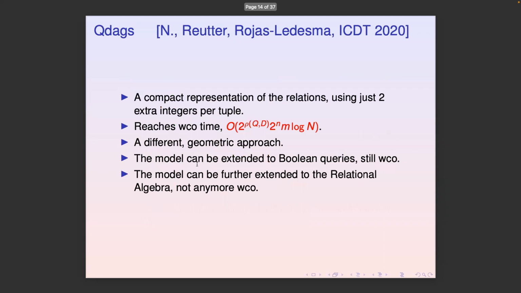Okay, so this is what we did then. We found a compact representation of the relation that uses essentially the same space as the data itself. It has an extra of two integers per tuple. It obtains worst case optimal time, where note that the price is shown immediately there, the n became 2 to the n. Okay, so it's good when you have not too many attributes in the join, and it uses a completely different approach from leapfrog trie join. Leapfrog trie join, instead of reducing the problem by performing pairwise joins and then having fewer and fewer relations to join, goes attribute by attribute.